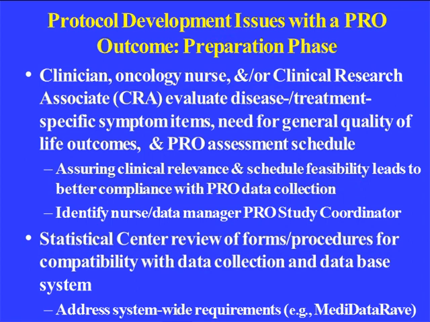And then it is important to identify someone to be the PRO study coordinator, in terms of being able to answer specific questions about the PRO measures. The statistical center review of forms and procedures needs to occur to ensure compatibility with the type of data collection and database system for that particular group conducting this study. An example of this would be the National Cancer Institute Medidata Rave system, which PRO measures now have to address. Next slide.